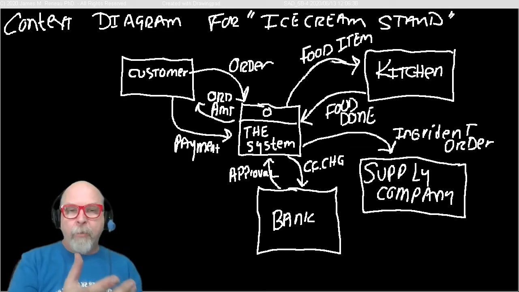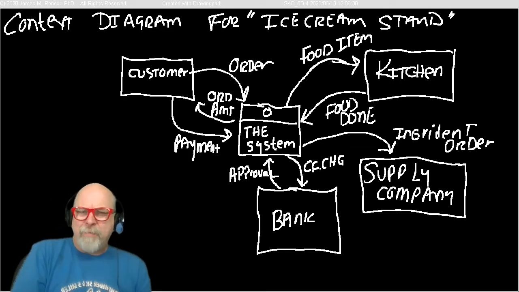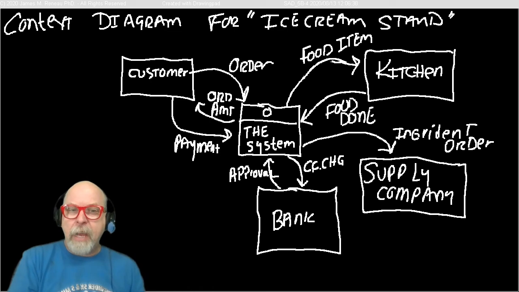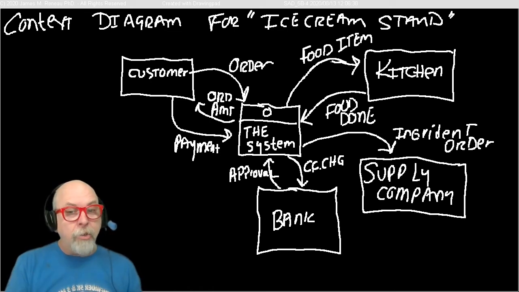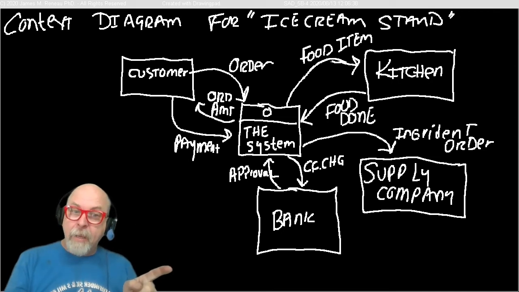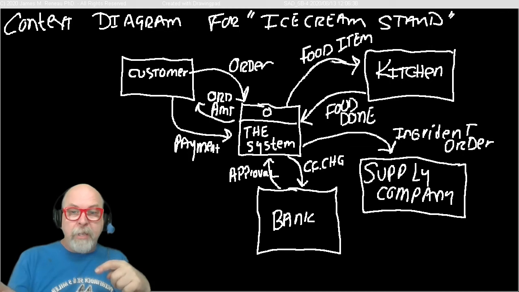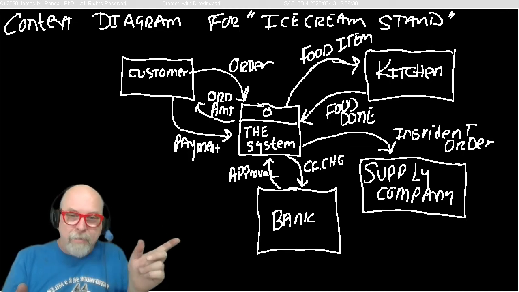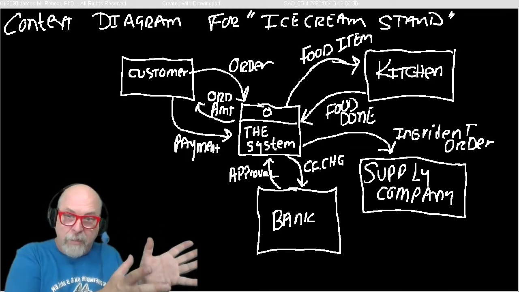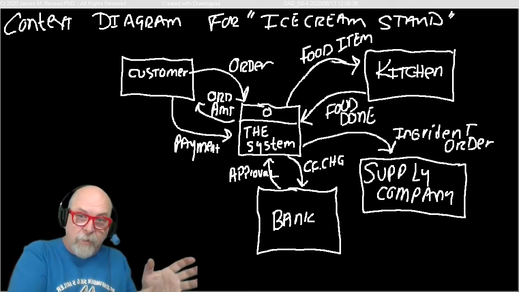Let's look at the bank. What do I have a bank here for? How's a bank involved in an ice cream stand? Well, what happens for those credit card charges? Those credit card charges have to get sent to the bank, and the bank sends back an approval. And then the bank puts it in my checking account, but that's their system. That's a different system. That's not in this system.